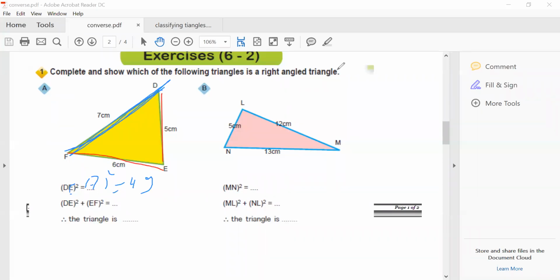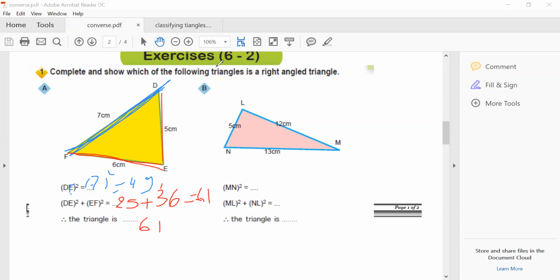Okay. 5 square is 25, and EF is 6, which is 36. Okay, when you add them, 25 plus 36 is 61. Is DF square equal to the sum of the other two sides square? Are they equal? No.